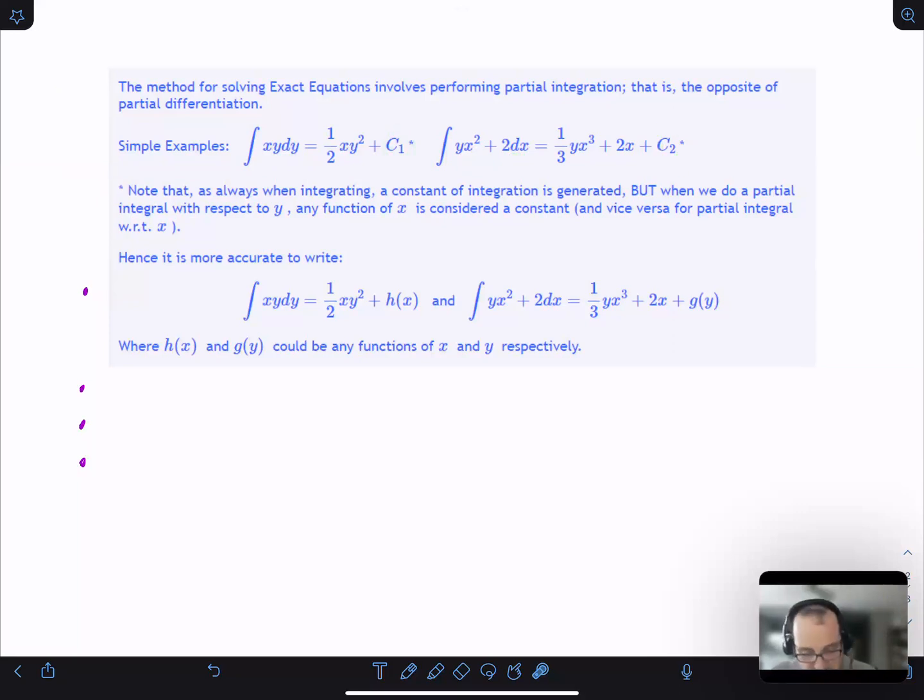So it is probably more accurate to write something like this, and that is, instead of plus C1, we write plus some sort of function of x. And of course, a function of x could also be a constant function. And over here, we could write g of y instead of C2 because there could have been any function of y. There's nothing special about the letters h and g here. We're just saying any old function of x, any old function of y. We can't say f because we generally already used f to name the integrand function. So we usually use some other letter.